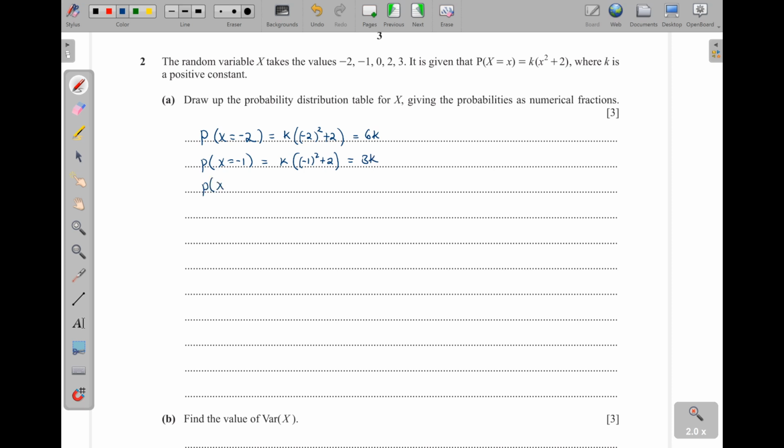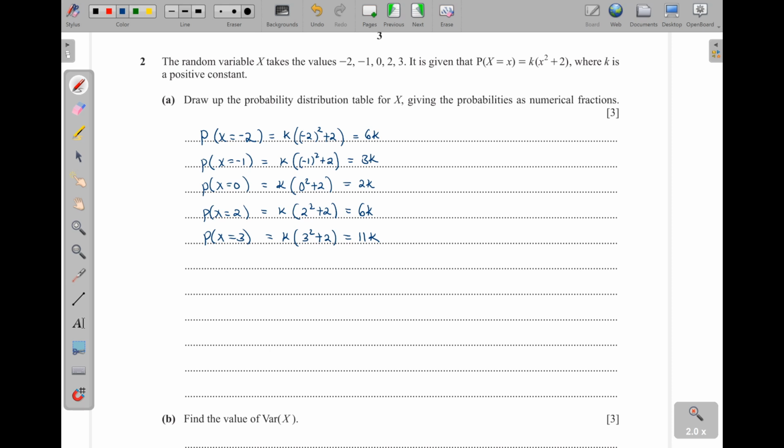Then we have the probability of x equal to 0, that will be k times 0 squared, which is 0, plus 2, that will be 2, so we get 2k. And then where x is equal to 2, we shall have k times 2 squared, which is 4, plus 2, that gives us 6, so this one will be 6k. And then lastly, we have the probability of x equal to 3. This one is going to be k times 3 squared, which is 9, plus 2, and this gives us 11. So we shall have 11k here.